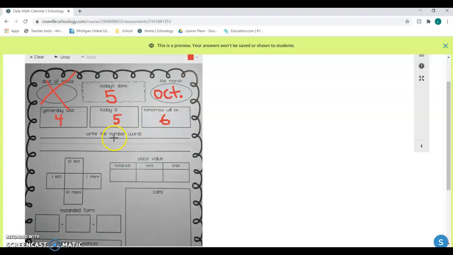Right here you would write the number words. So you would write 5 or 5th. I will take either. 5th is what I'm going to write.